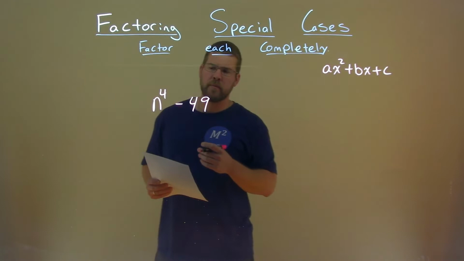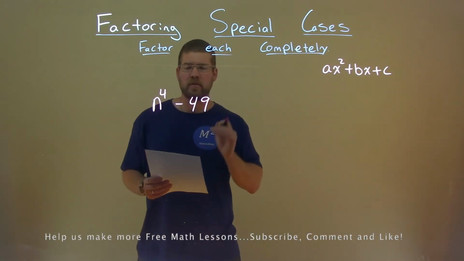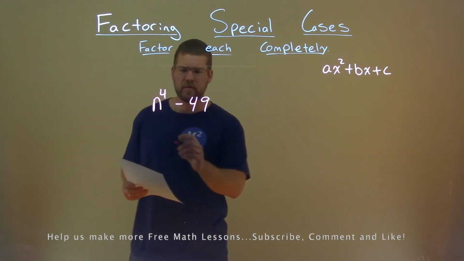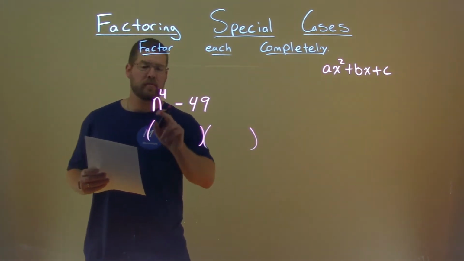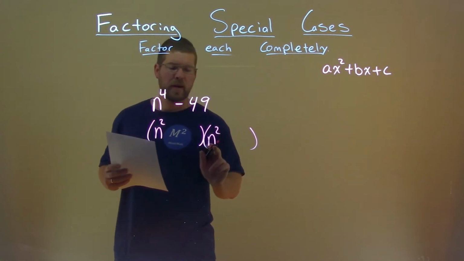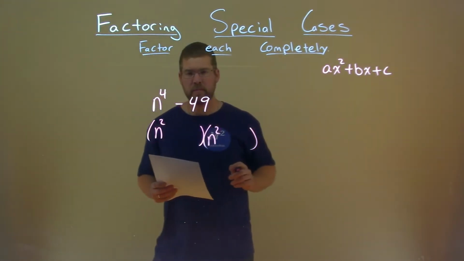We're given this problem right here: n to the fourth minus 49, and we want to factor this completely. Well, let's look at n to the fourth here. That's a perfect square. So is 49. And that gives me my clue. Square root of n to the fourth is n squared. So if I write it in these two places, n squared times n squared is n to the fourth.